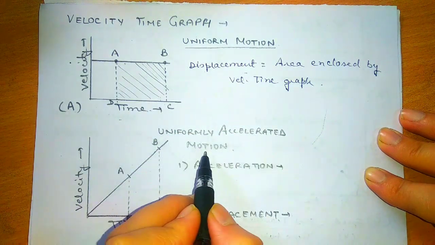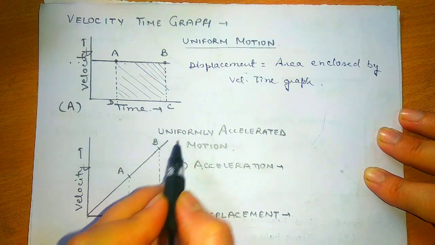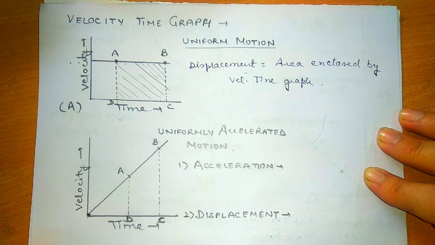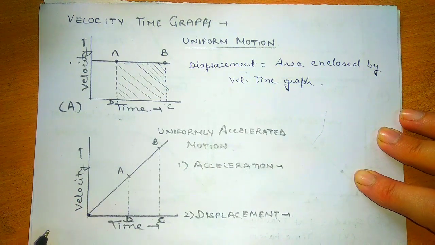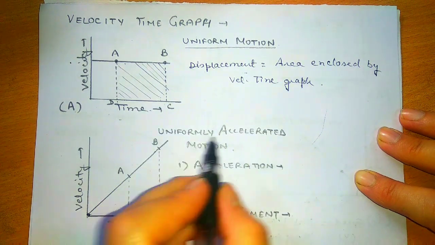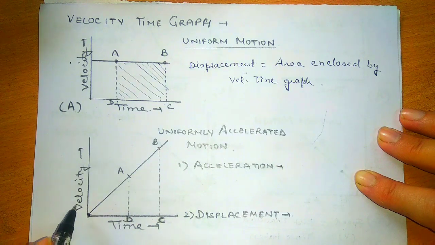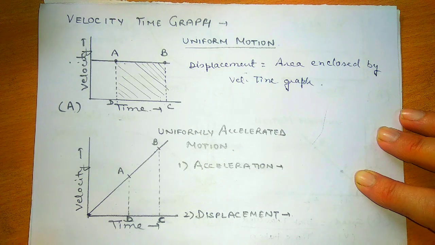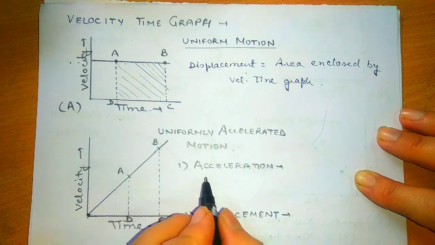Now when we talk about uniformly accelerated motion, we get an inclined straight line that is passing through the origin. It shows that we have a uniformly accelerated motion. That means a continuous change, or equal change in the velocity in equal intervals of time. So now using this uniformly accelerated motion graph, we can find two things.